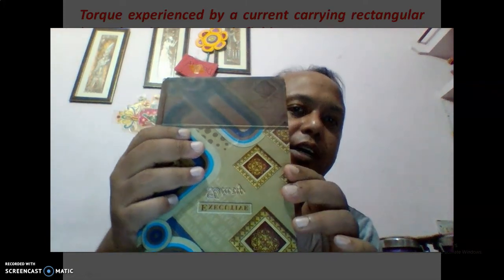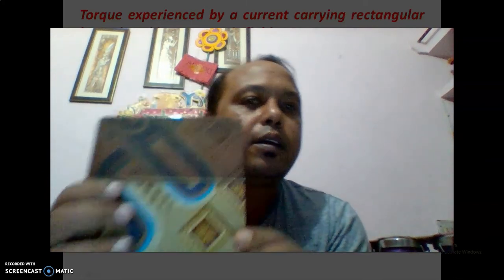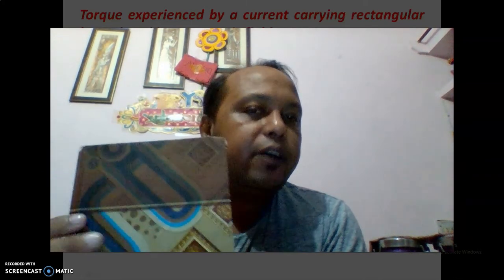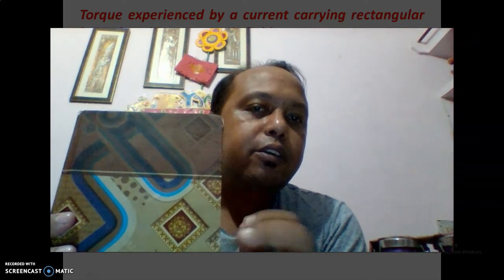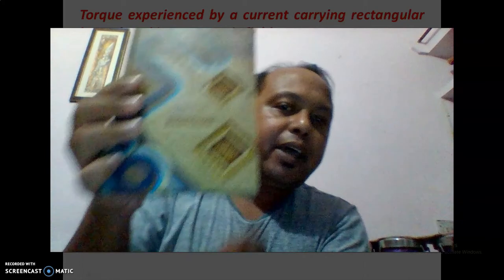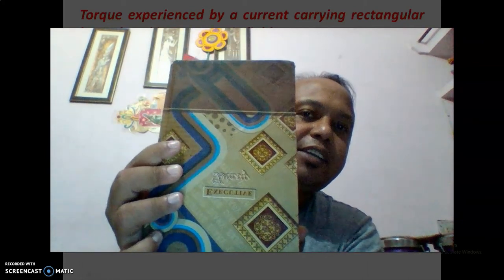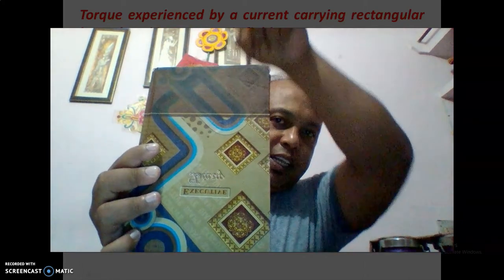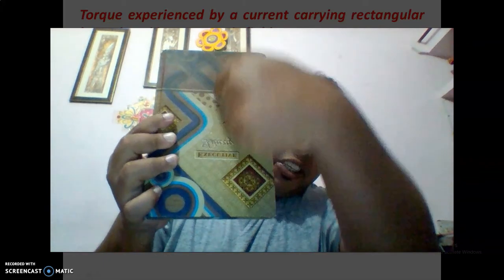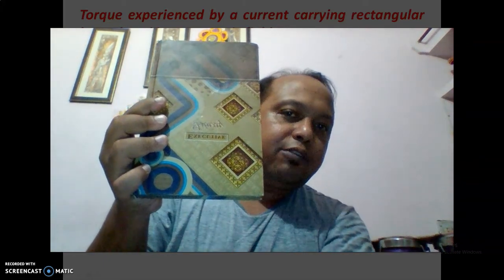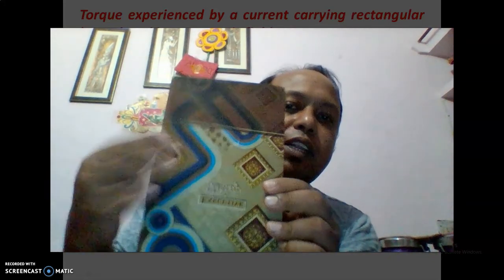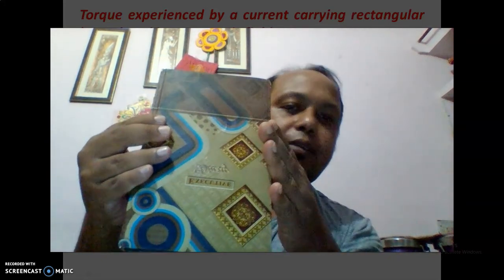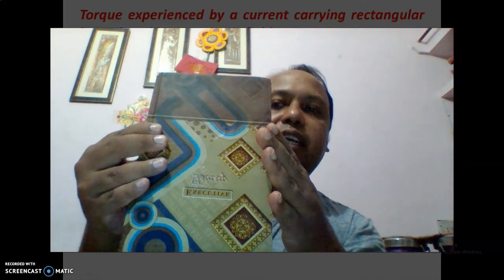We can use the concept of this right hand thumb rule for the cross product for this arm and for this arm, and we will see that the two forces, one will be acting in the upward direction and along the same line, one will be acting in the downward direction, so they will cancel each other. But the two forces, one in this arm, another in this arm, will not be cancelling each other.